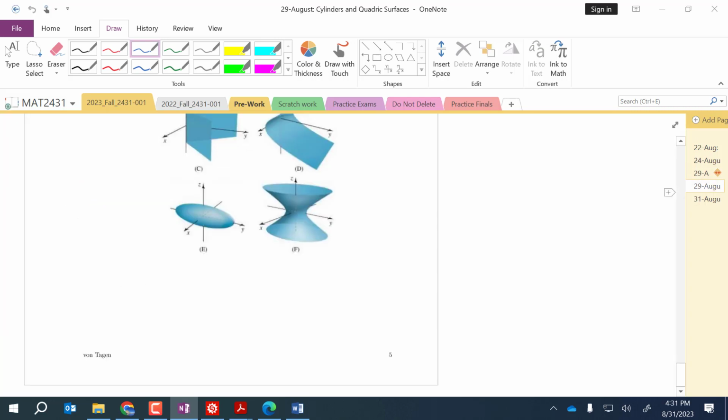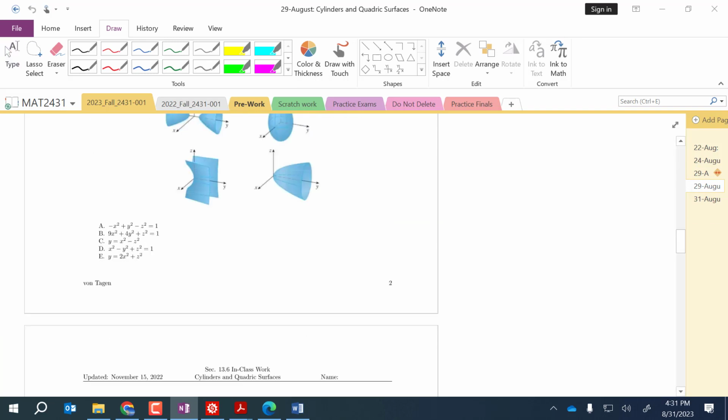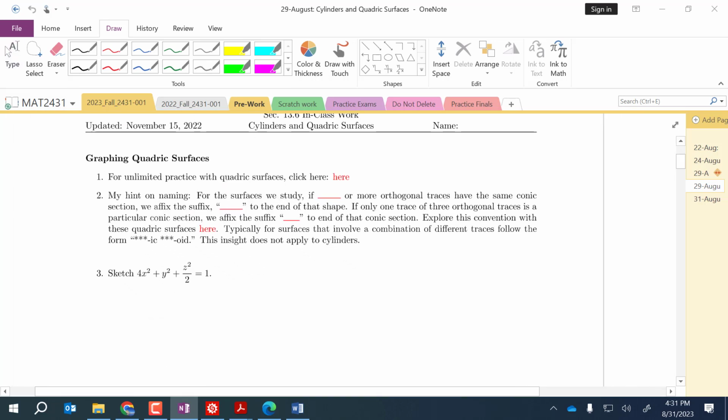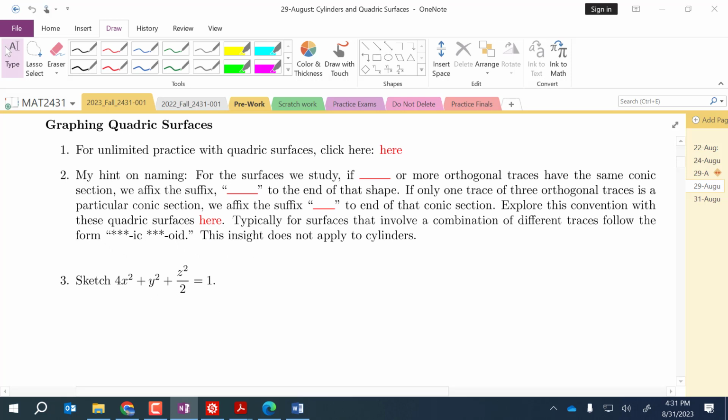So folks, we're just going to scratch the surface of this one. I want to point something out to you. The first thing I want you to learn how to do is how to name these quadric surfaces. Okay? And I actually give you, so this is my hint for how to name them.